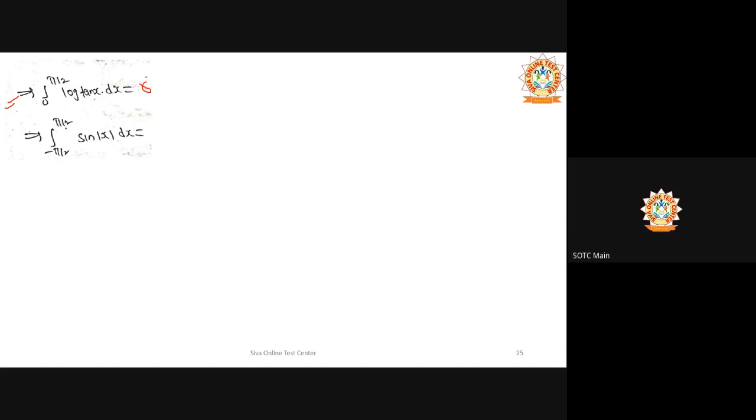Integration of minus pi by 2 to pi by 2 sin of mod x dx. Look, minus a to plus a. Tell me, sin of mod x is an even function or odd function? Even function, sir. Very good. So sin of mod x is an even function. So it will become 2 into integration of 0 to pi by 2 sin x dx. Right? So apply the integration and tell me the answer. Two, sir. Yes, 2 is the correct answer.